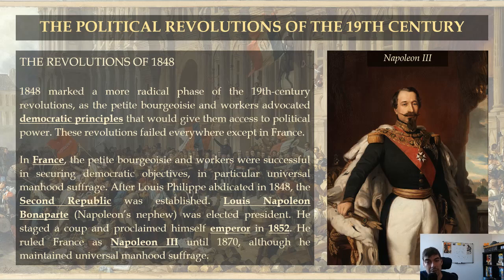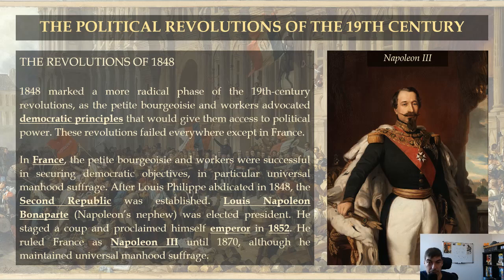Finally, the last revolutions are the revolutions of 1848. They were only successful in France, and the main political actors of this revolution were the petite bourgeoisie and the workers, because they advocated democratic principles that would give them access to political power. They wanted universal manhood suffrage. So in France, they revolted and they were successful. They secured democratic objectives and achieved universal manhood suffrage.